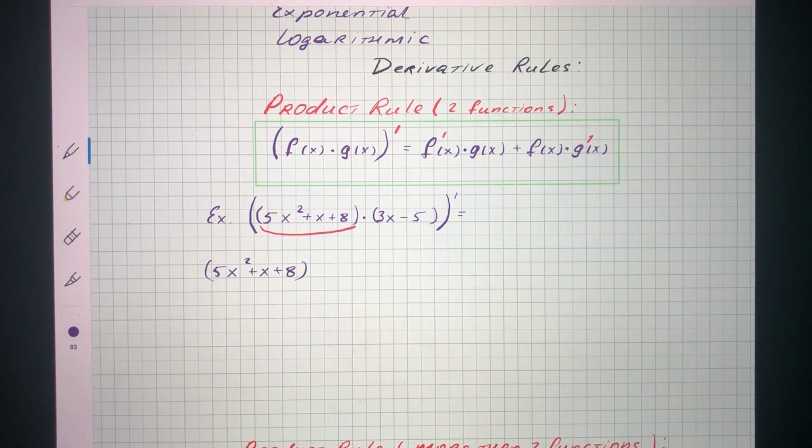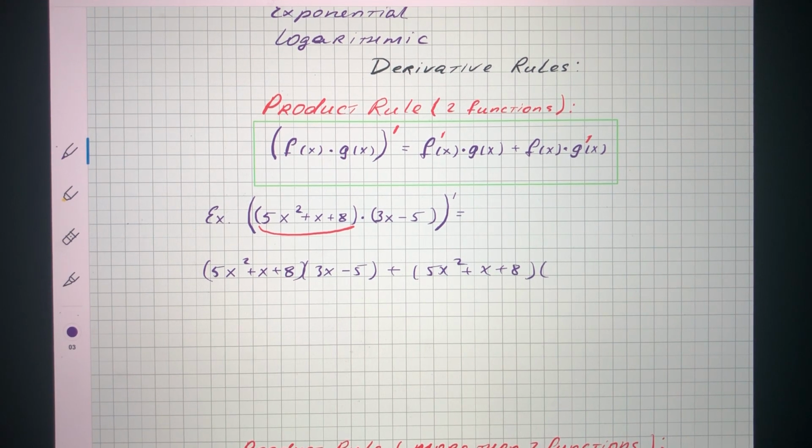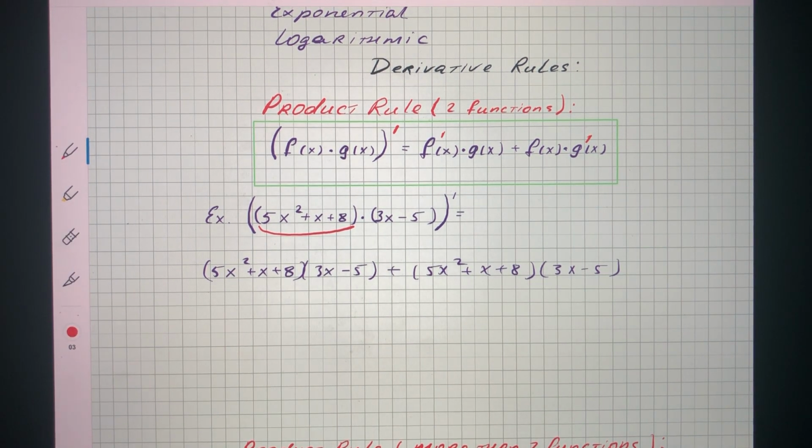So we have the first function, we have the second function, then we will add them, and we have exactly the same once again. So all I'm doing is copying over the template or the formula and indicating to myself what it is that I need to be doing. I need to take a derivative of this and then take a derivative of this. So what is the derivative of this polynomial?